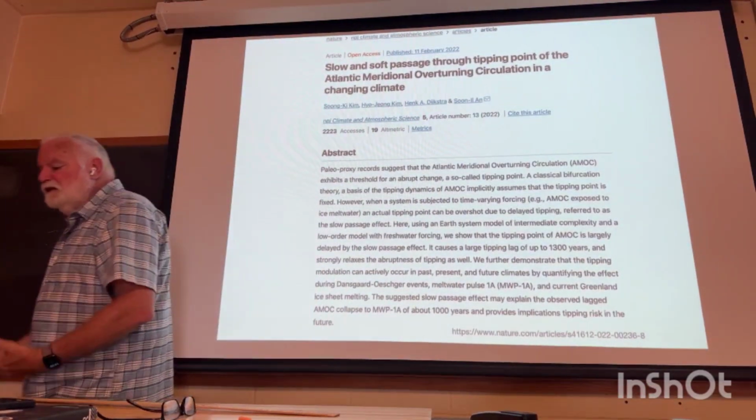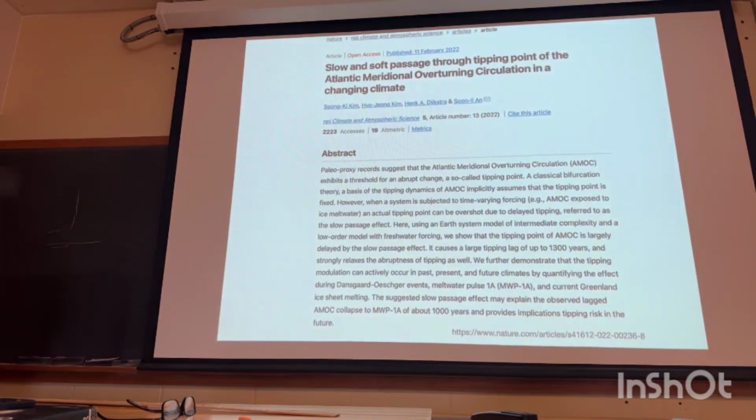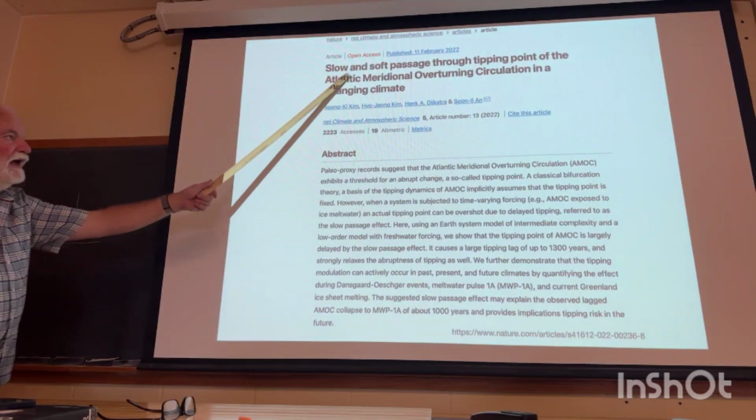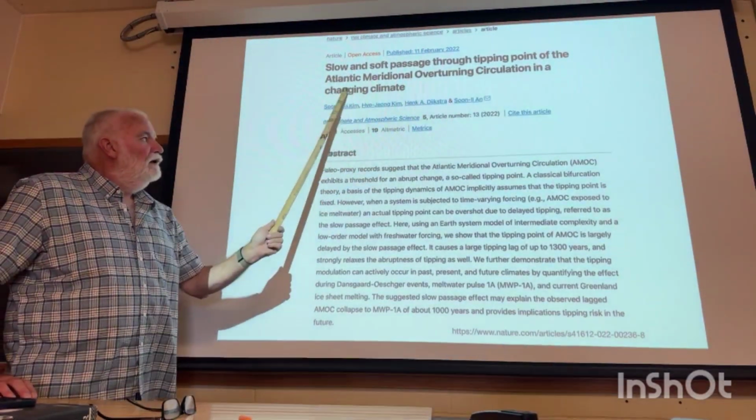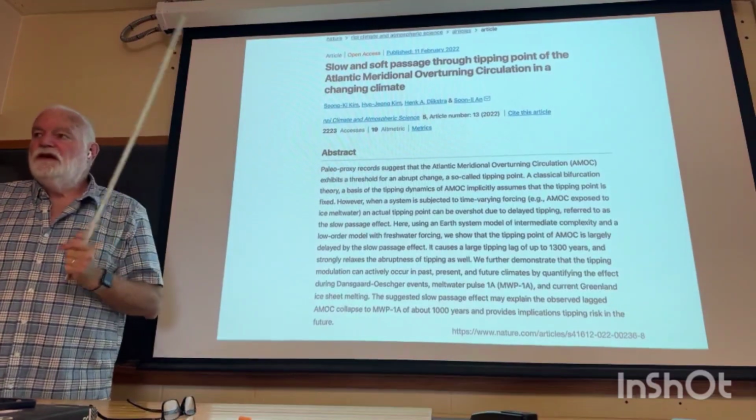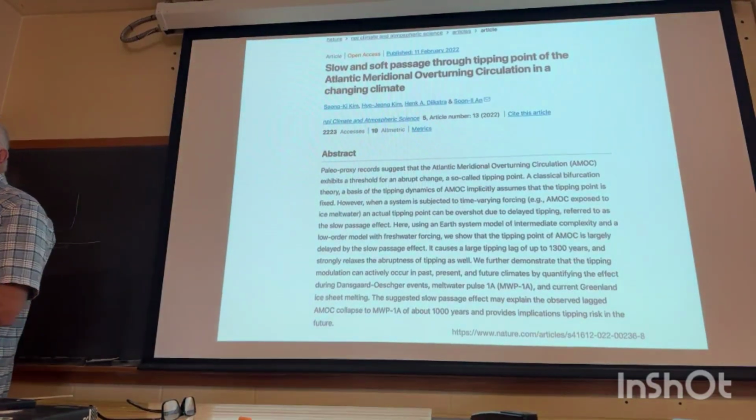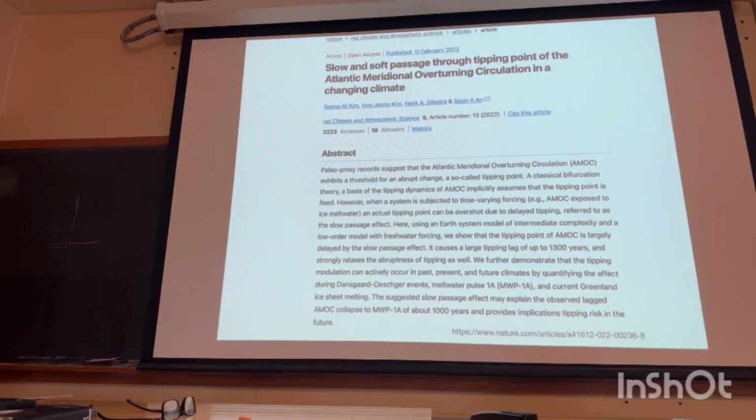The technical language behind explaining this is really pretty full of gobbledygook. It's hard to get through all of the words that are in there, and this is the simple summary of this particular paper. But what they're asking is slow and soft passage through a tipping point of the AMOC in a changing climate. They're trying to argue that maybe instead of this camel's back breaking in one day, it takes a little while.